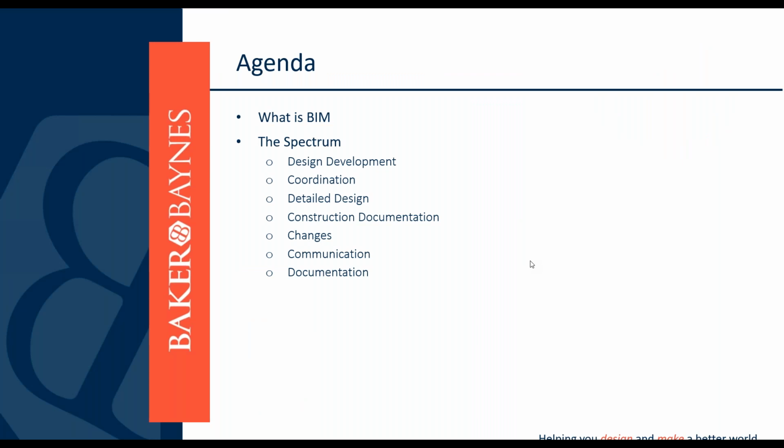Okay, so in terms of the agenda, we're going to just do a quick introduction of what is BIM, and then we're going to look at the spectrum in terms of a typical project lifecycle. So going from design development to coordination, detailed design, construction, documentation, and then the inevitable changes that happen. And then we're also going to look at different levels within communication and document management. And then we'll talk a little bit about next steps. We'll look at Revit versus Revit LT, and then also some tips going from AutoCAD to Revit, and then that will conclude the session.